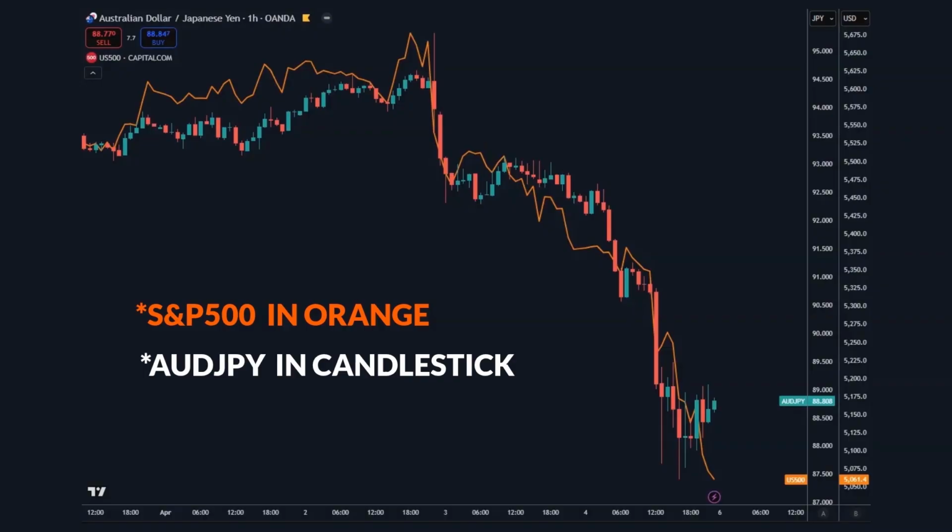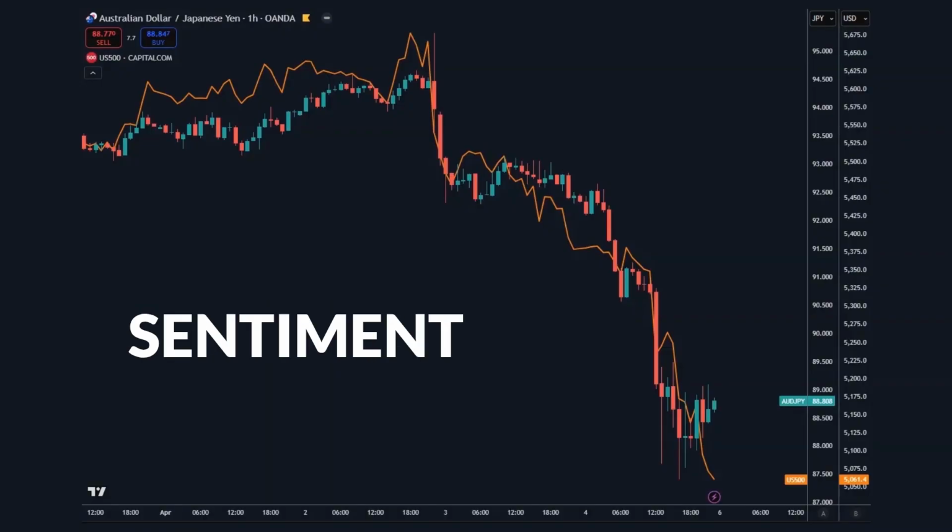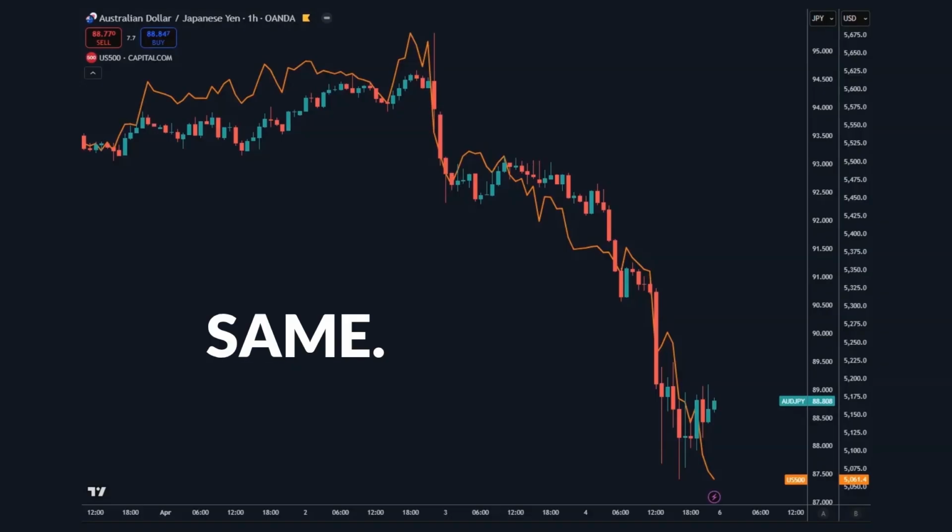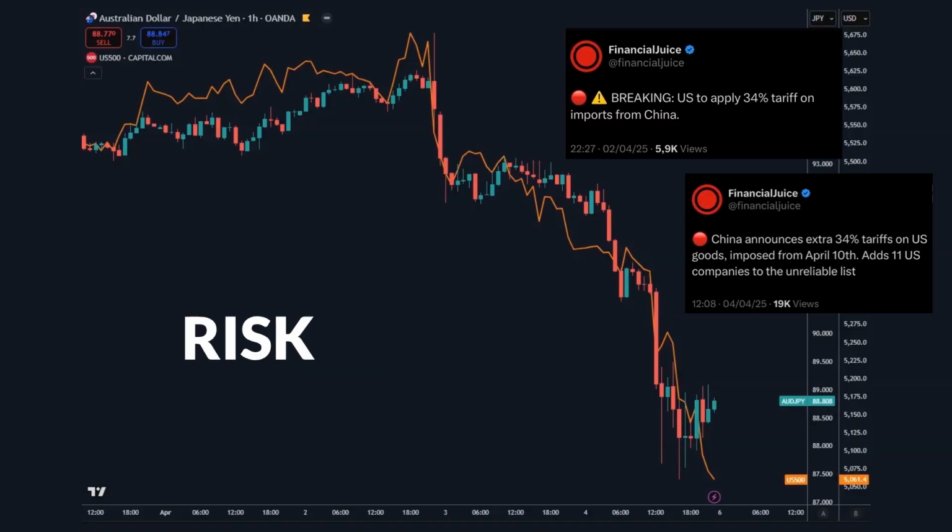Now notice that correlation. This is very important. It's not random. It's because the sentiment driving these two is exactly the same. When things are shaky, risk off, both go down as traders move away from risk assets like the S&P 500 or a high beta currency like the Australian dollar and rush into safe havens like the Japanese yen.